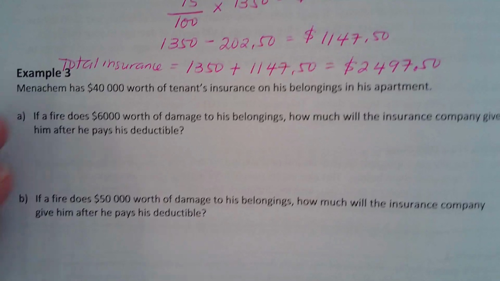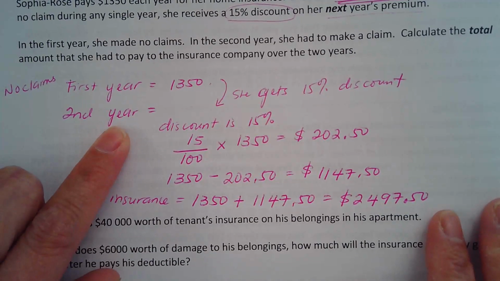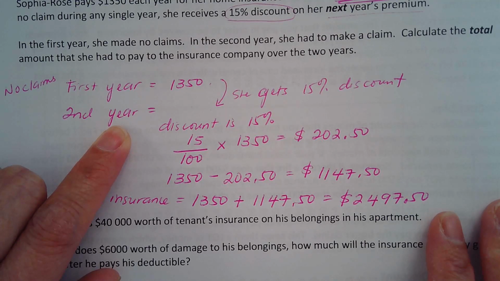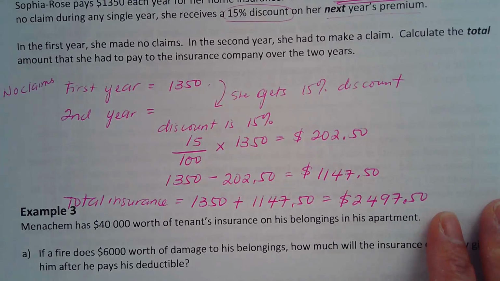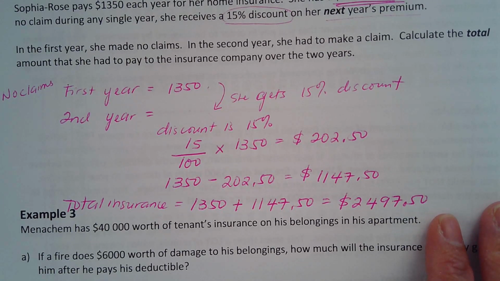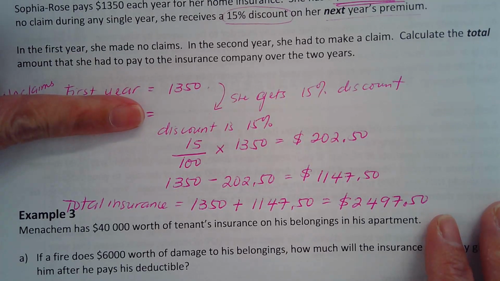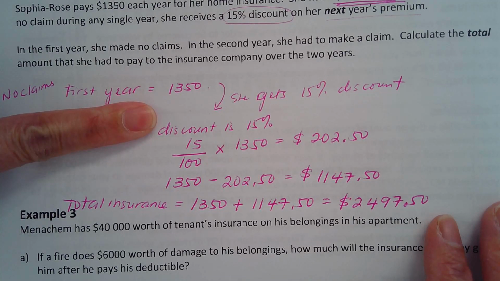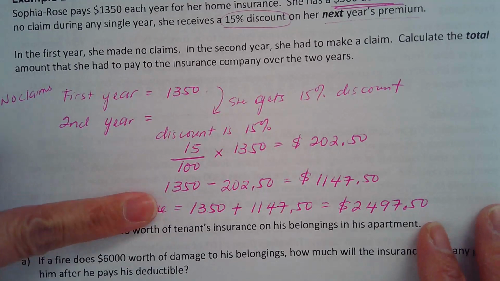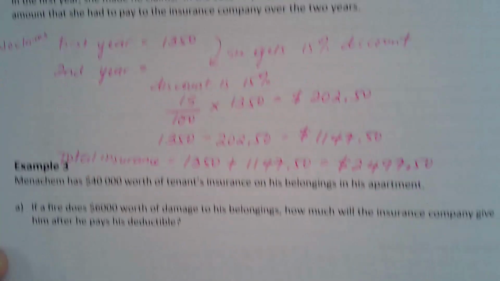So what they do is they give you a discount for being good, right? You were good last year, so you're going to get a discount the following year. If you were good the first year, you get this discount on the second year. Then on the second year, something happened, so you lose the discount on the third year. Is that okay? So let's take a look at example 3.